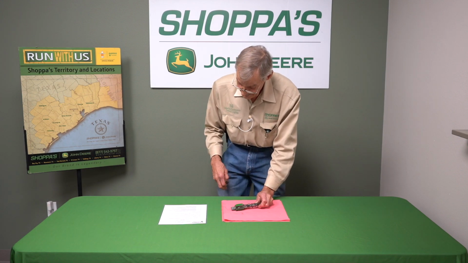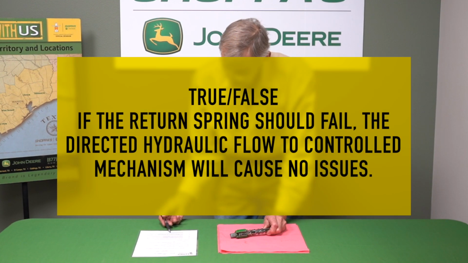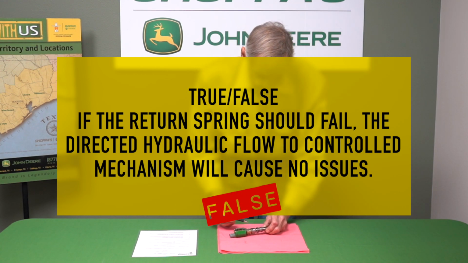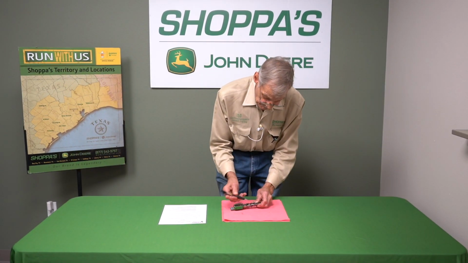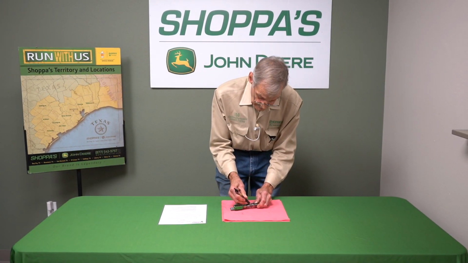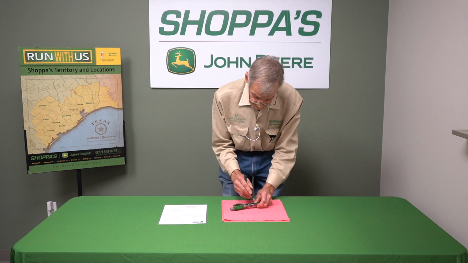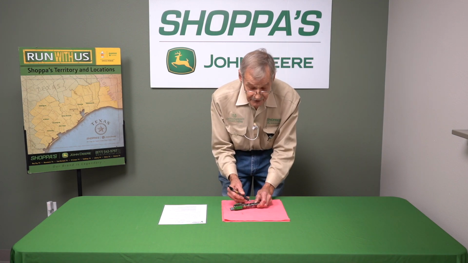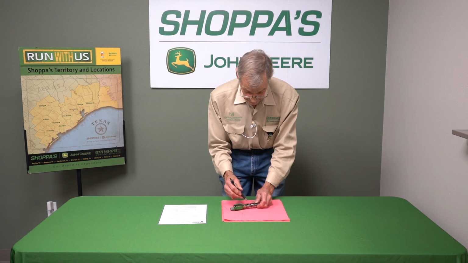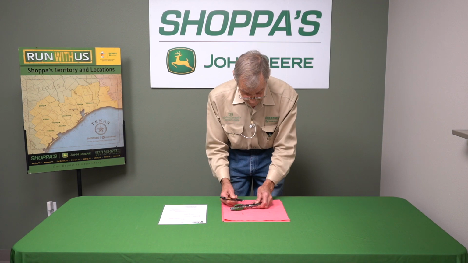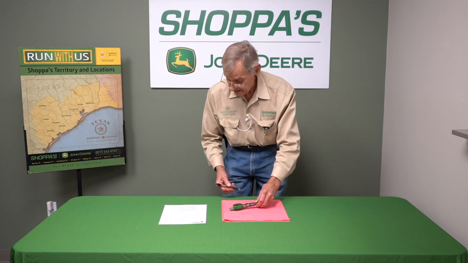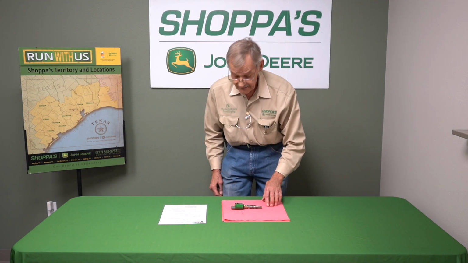So that's true. And the last, if the return spring should fail, the directed hydraulic flow to the controlled mechanism will cause no issues. That's false. If this spring were to fail, then this spool will fall down. It'll actually travel down, and it can potentially keep that engaged function active continuously. It'll keep it pressurized. And that's all for the electro-hydraulic valve.